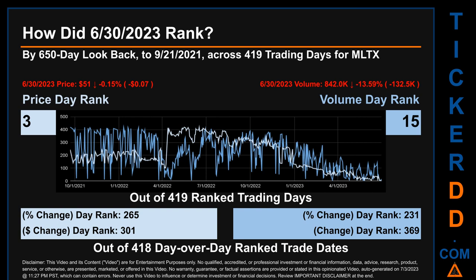The line graph overlays price and volume's daily ranking, as shown respectively in light versus dark blue, across those target days' trading days. In this view, essentially the dips are good whereas the spikes are bad. The price's day-over-day percentage change, dropping minus 0.15% on June 30, 2023, had a day rank of 265 while its dollar difference of minus 7 cents had a rank of 301 when compared day over day across 418 trading days. Volume's percentage change and difference were ranked respectively at 231 and 369.